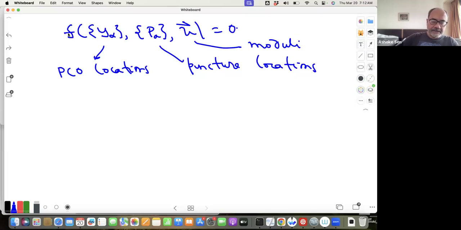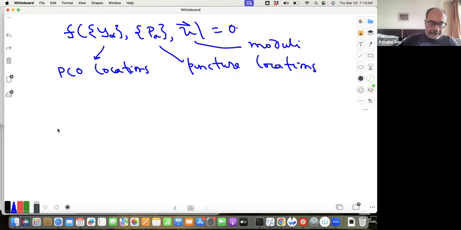In a given higher genus surface, there will be some function f that you know, and whose zeros will give you this spurious pole. Sorry, Ashok, is u the moduli parameters or the fiber parameter? No, u is the moduli parameter. Just the MGN? Yeah, just the MGMN, exactly. Because I am using u to label the section. But earlier the section was labeled by y alpha of u.